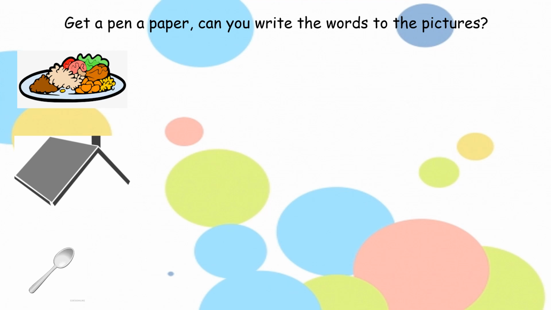What about your second picture? What can you see? If you said you can see a roof, then you are correct. Your word is roof. And your last picture? Well done. The word is spoon. So your first word is food, your second word, roof, and your third word, spoon. Pause the video here and you can start writing.